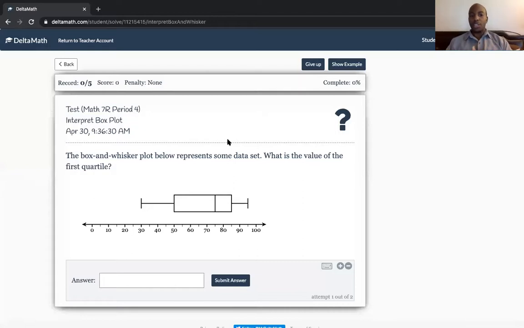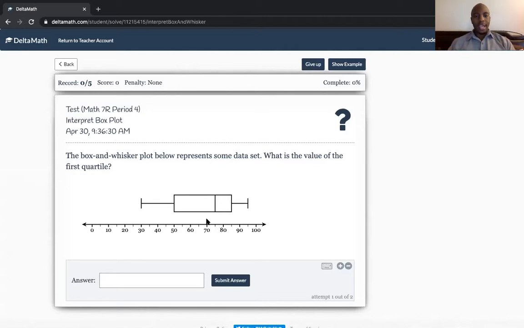It says a box and whisker plot. Like I told you guys, it has another name, box and whisker, not just box plot. It's represented below. You can see there's some data on it. What is the value of the first quartile? So they want to know the first quartile of this data. This is very important, especially for the lesson we're going to talk about tomorrow, which is calculating something called interquartile ranges. So you need to know what the first quartile is and what the third quartile is. And we've gone over that as well.